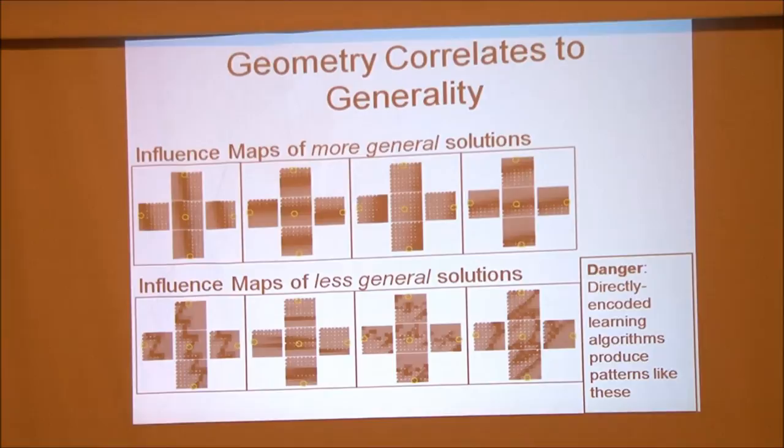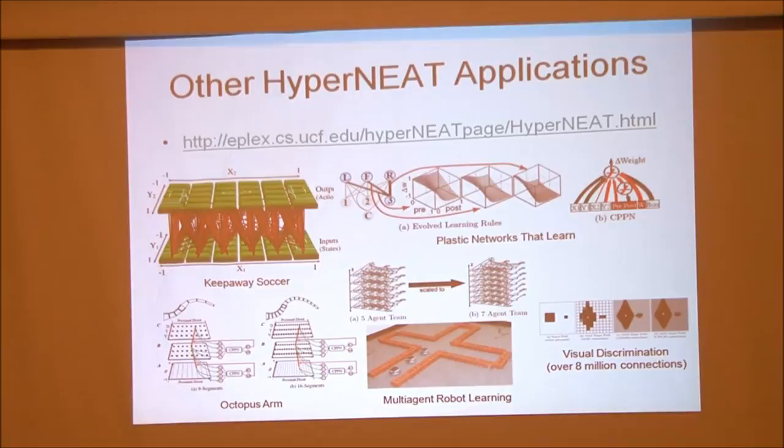So let me just conclude. There have been a lot of HyperNEAT applications, a lot of control applications. People have done real robot control, visual discrimination. There have been networks evolved with millions of connections, which is probably one of the largest networks evolved at the time. Let me give broader implications.